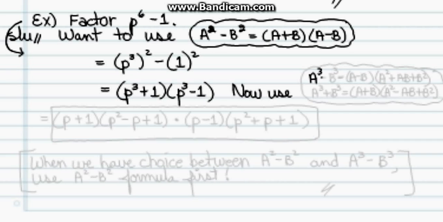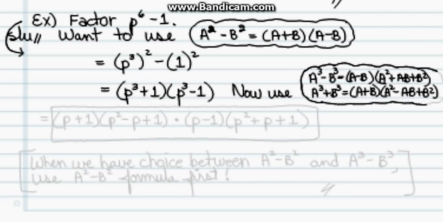A cubed minus b cubed equals a minus b times a squared plus ab plus b squared, and a cubed plus b cubed, which equals a plus b, then a squared, then comes the minus, a times b plus b squared.